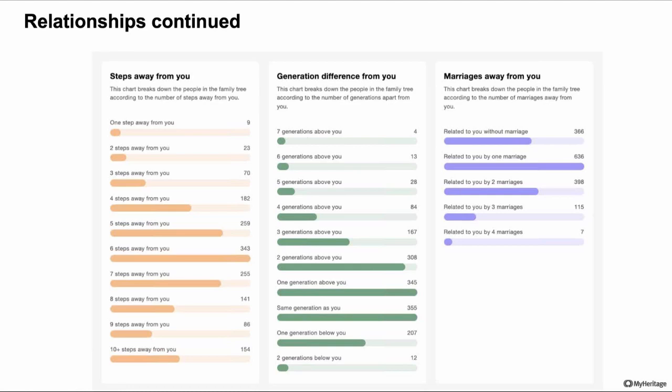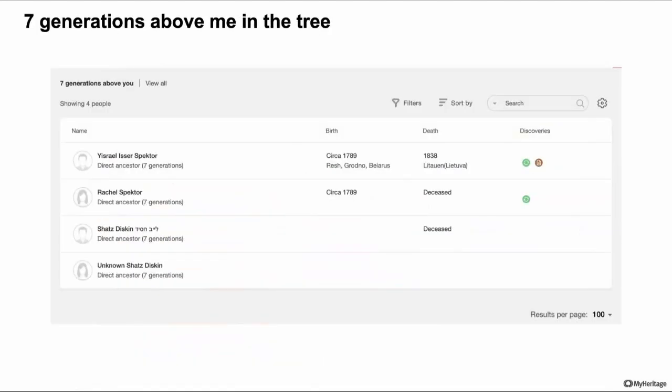And we continue to scroll down this new relationship page, and we get to, oh, here I have this example of click on 7 generations above you. I only have 4 people. And I can see here are those 7 generation ancestors that I have in the tree, or 4 of them. And I can look at them and modify them, edit them, look at their tree, do research on them, and so on.